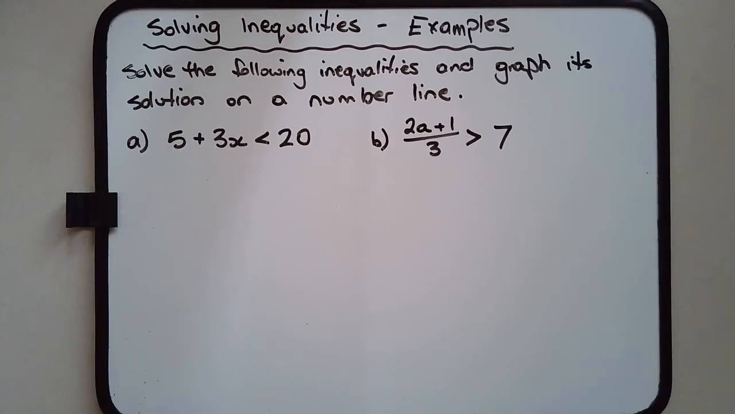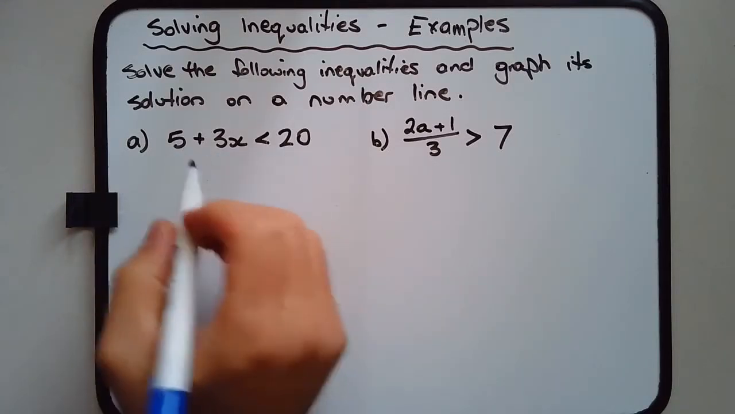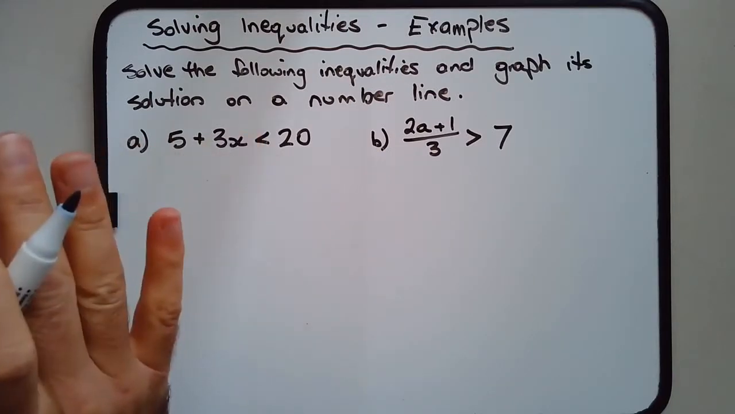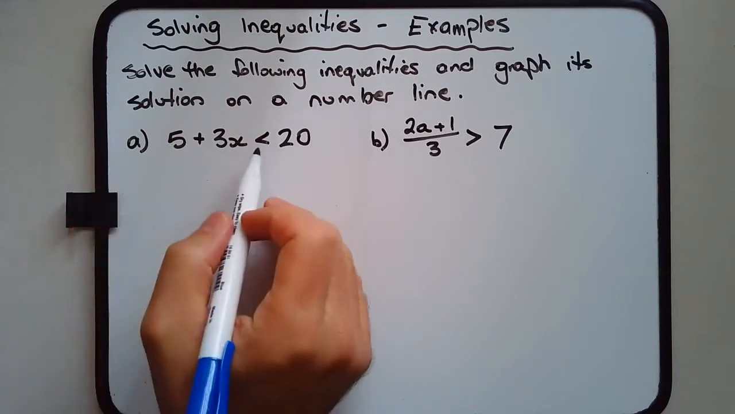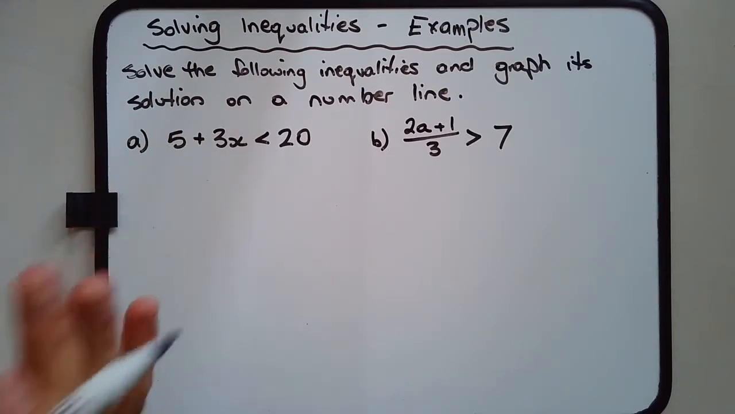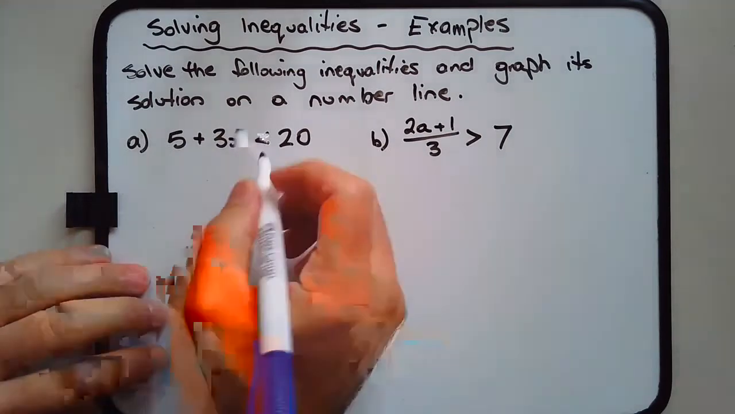Let's have a look at solving some inequalities now. And let's have a look at the first question: 5 plus 3x less than 20. So the first thing we do is subtract 5 from both sides. And remember that subtracting or adding a constant from both sides does not change the direction of the inequality sign. That's always something you need to keep thinking about as you solve these inequalities.